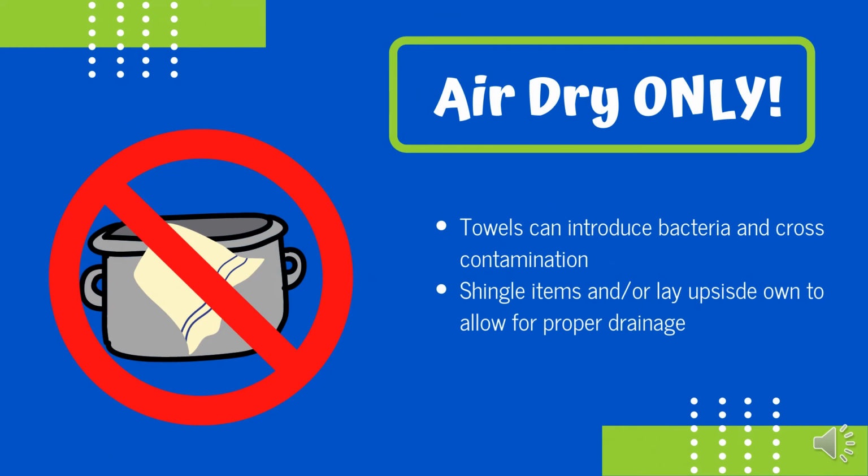After we've taken the dishes through the sanitation process, it's incredibly important that we only air dry our dishes. Never use a towel to dry them. I know that might sound confusing because that's what we've grown up doing at home, but at home and in an industrial kitchen is very different. In fact, that's a huge critical violation if the health department were to catch us doing that. The reason is that towels can introduce bacteria and cross-contamination. So when you're leaving them out to air dry, make sure that you're either shingling items or putting them upside down, like maybe this pot, in order to allow water to drain out of it.